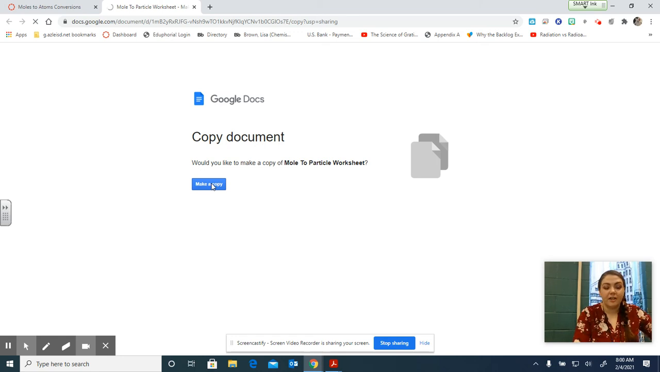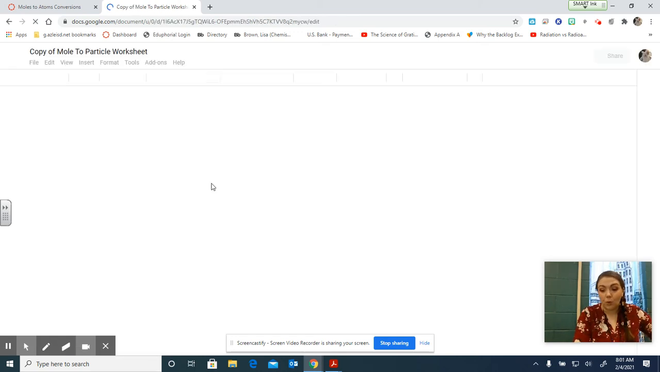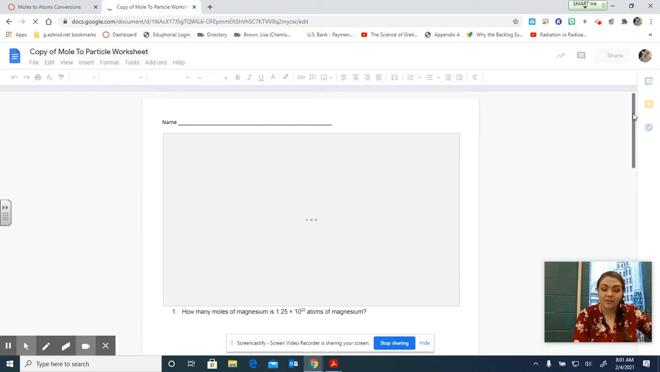So we just did an example where I start with moles. So now I want to do a backwards example where I start with number of atoms.